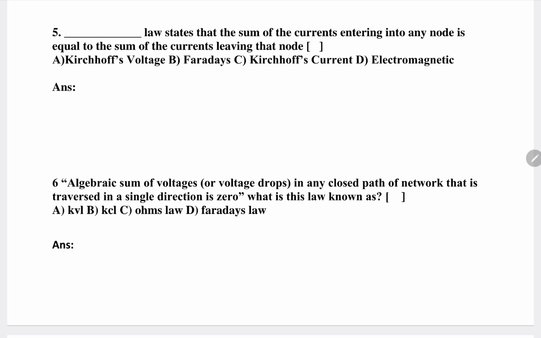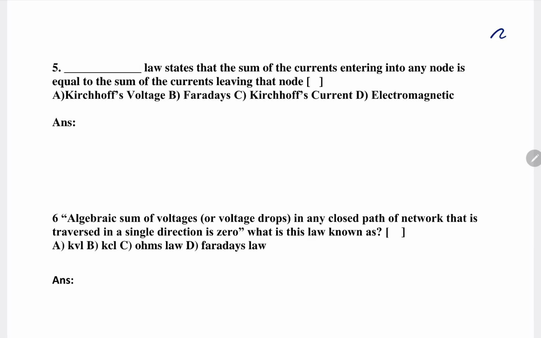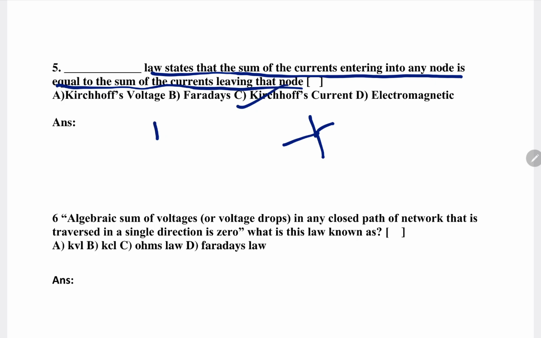Let us see the next question. Dash law states that the sum of currents entering into any node is equal to the sum of currents leaving from that node. So the sum of currents entering into any node is equal to the sum of currents leaving that node. That is known as KCL, Kirchhoff's current law. So answer is C.